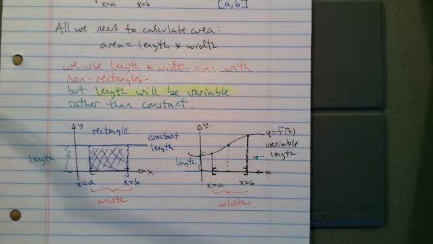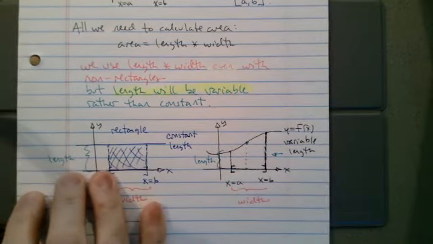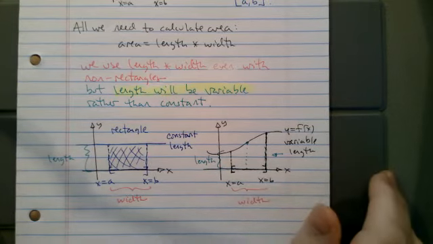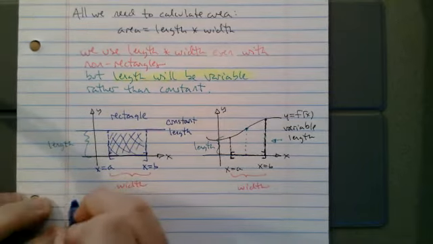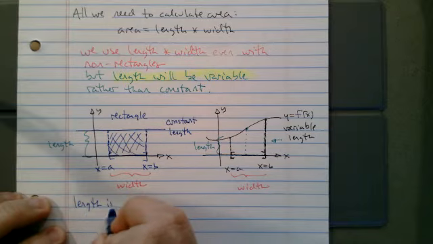That's the first concept that we want to put in the bank when we start thinking about finding the area under a curve. We want to use area is equal to length times width, and our length is now going to be variable. When the length is constant, we get to multiply. When the length is not constant, we have to do something else.